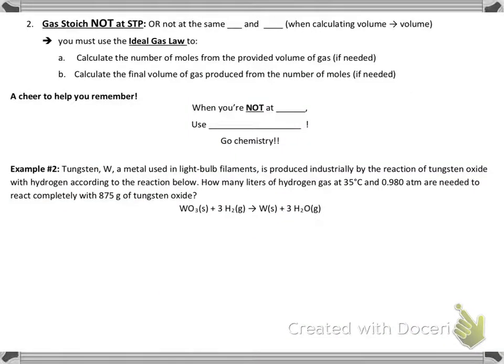Well, if you're doing gas stoich and you are not at STP, or it's not liter to liter at the same temperature and pressure, well, then you have to use PV = nRT, the ideal gas law. You can just use PV = nRT to find the number of moles if you were provided the volume of the gas, or you could use PV = nRT at the end to find the volume of gas after you've calculated the moles from stoich.